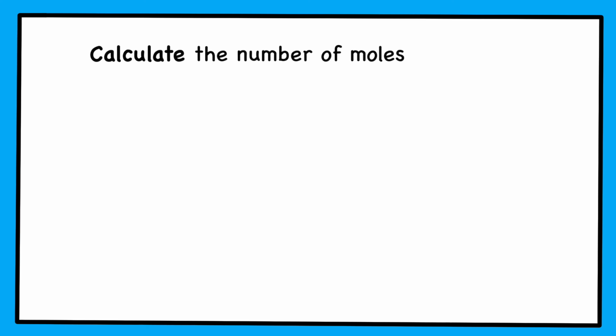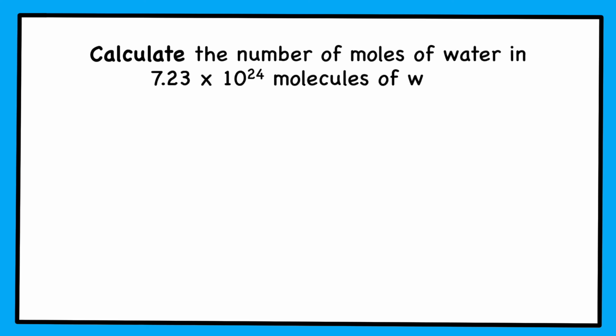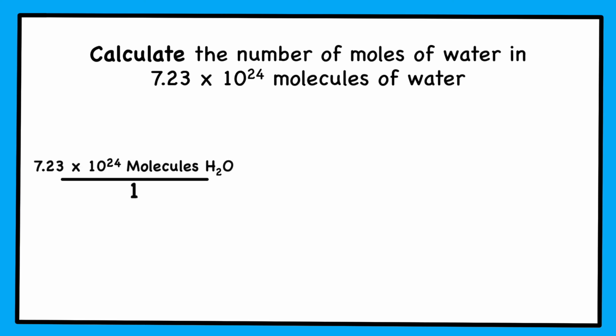Okay, now let's solve some for moles if we are given representative particles. Let's take our water problem we just did and work it backwards. So a question may look like this. If we are given 7.23 times 10 to the 24th molecules of water, how many moles of it do we have? So we're going to put what we know over 1. So 7.23 times 10 to the 24th molecules of water over 1.